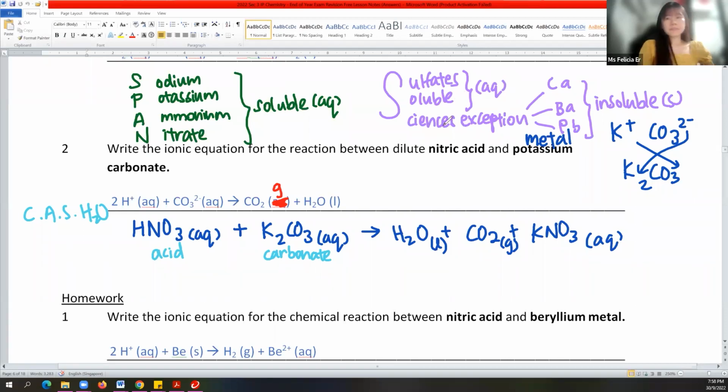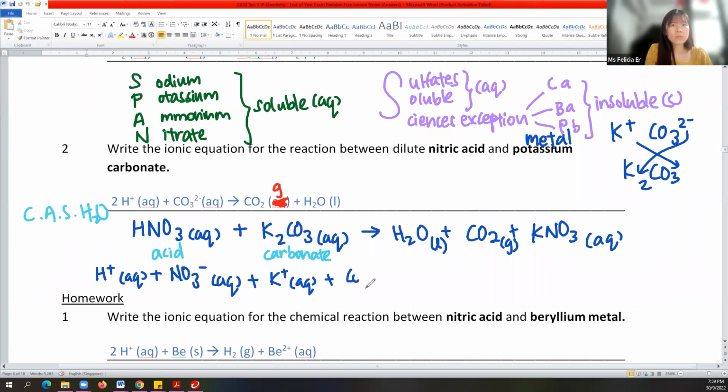Okay, for this question, because potassium, P for potassium, is soluble, and nitrate, N, is soluble, that's why the state symbol is aqueous. In this case, you break all the aqueous into ions. An acid, you know, right? It always forms H plus ions to give it its acidic property. Then NO3, you must memorize NO3 minus. Since this one is also aqueous, you need to break it into ions too. Then CO3 2 minus aqueous.